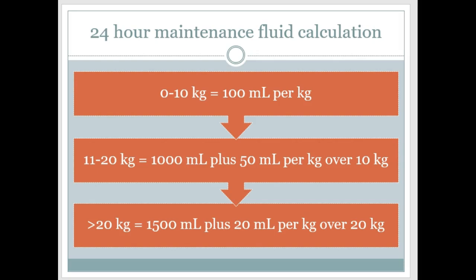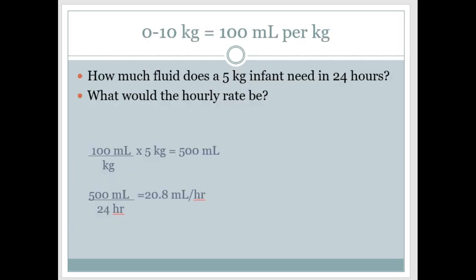So let's go ahead and practice for a baby. So we have an infant who weighs 5 kilograms. So across the top there is our ratio. For the first 10 kilograms a child weighs, we're going to do 100 milliliters per kilogram. So this one is the easy one. We take a 5 kilogram weight, we take that times the 100 milliliters per kilogram. That's going to give us 500 milliliters.